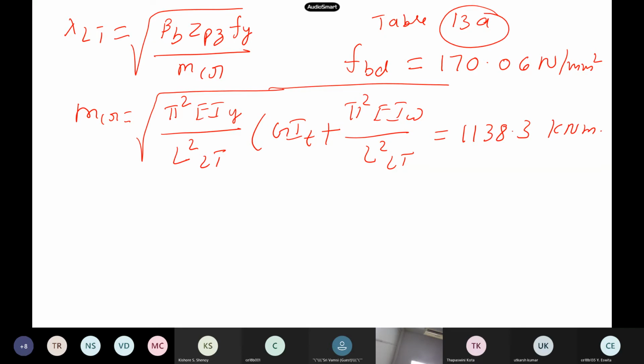And then your lambda LT, say, for this problem, if you want to calculate, substitute everything, it turns out to be 0.878 actual. Now, whether this beam will buckle in lateral torsional buckling, what is that limit there?